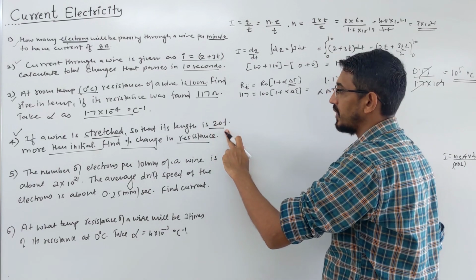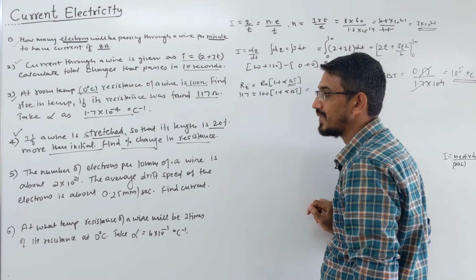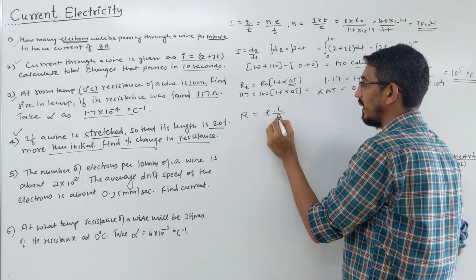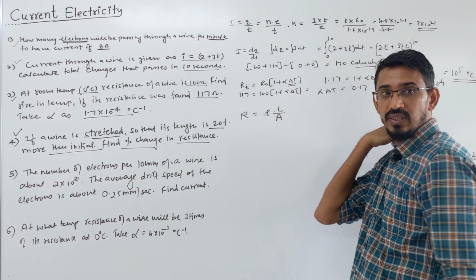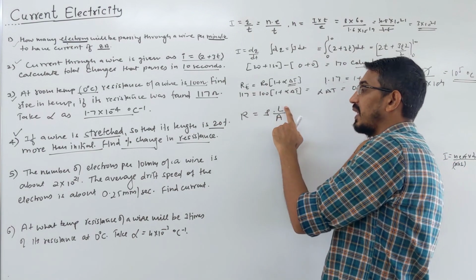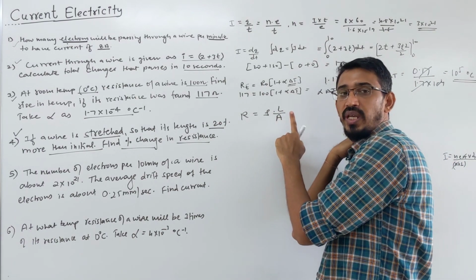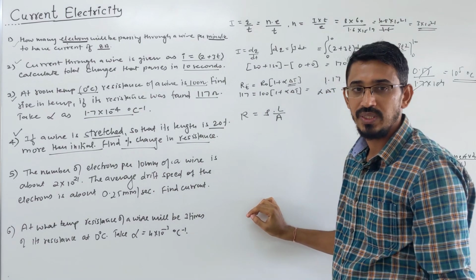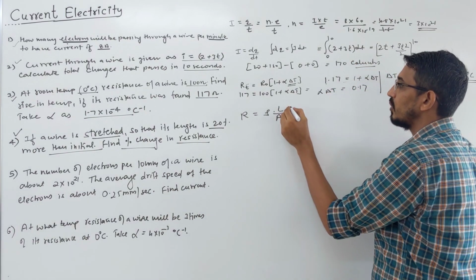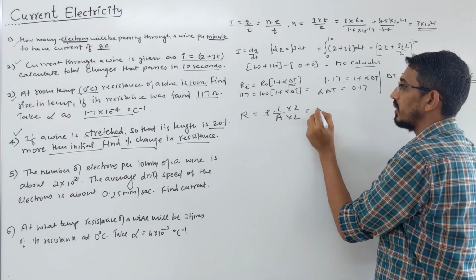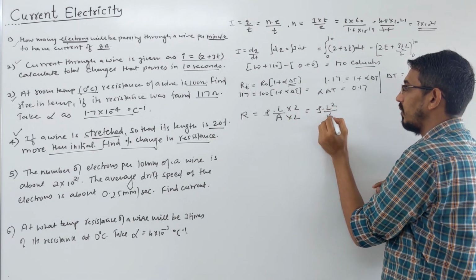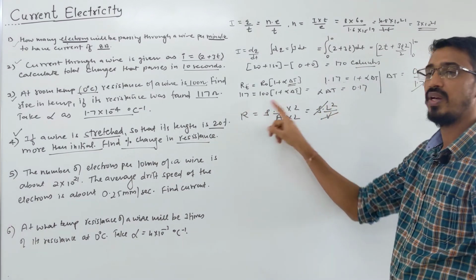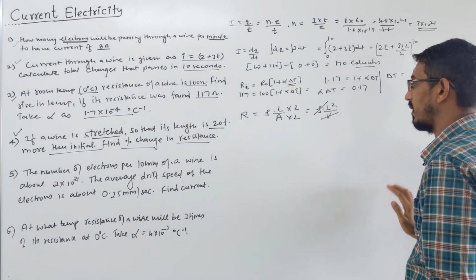So wire is stretched, length increased by 20%. You're writing resistance is rho L upon A, correct. So resistance and length relation is given, but area they're not talking about, so area I have to remove. And we know that when we stretch or compress a wire, volume will not change. So convert this formula in terms of volume. You multiply by L, divide by L, so you get rho L square upon volume, constant. So how do resistance and length vary? Square proportional.